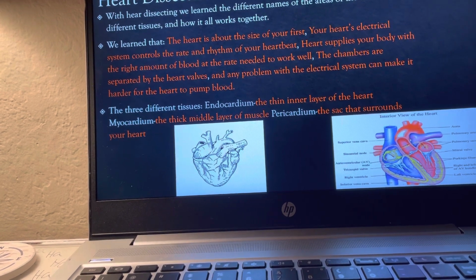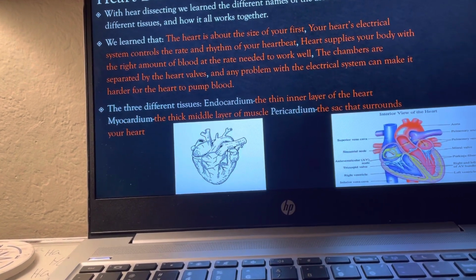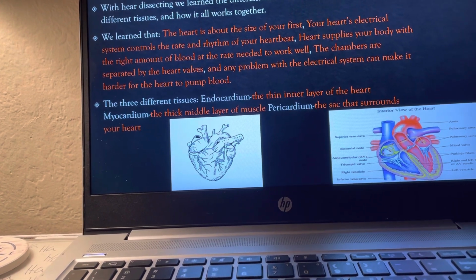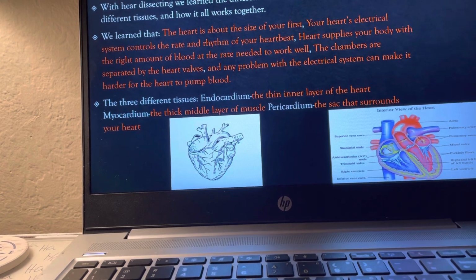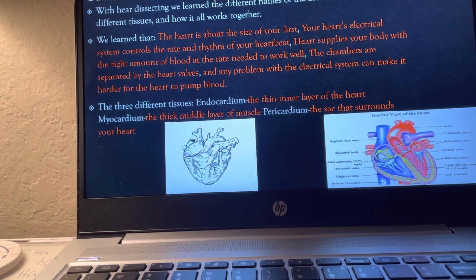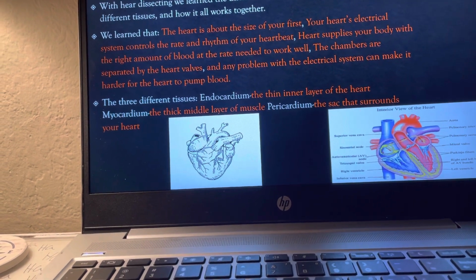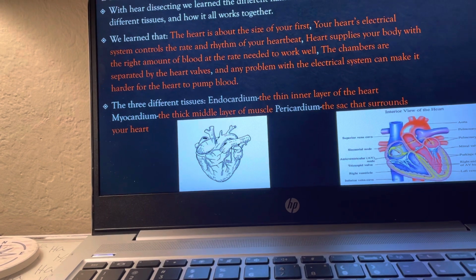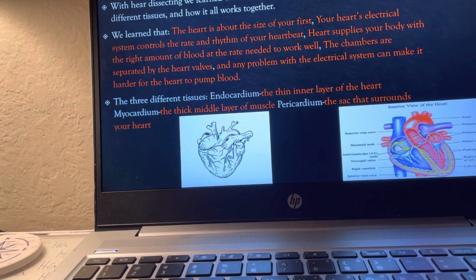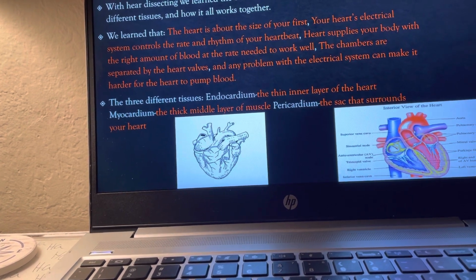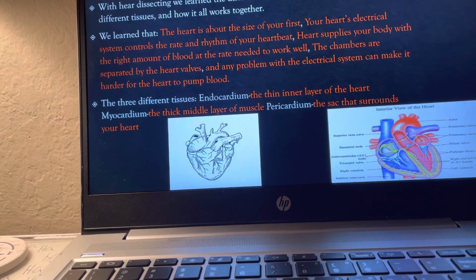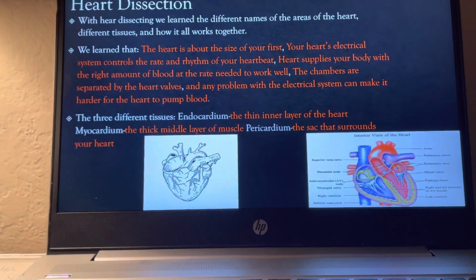The heart supplies your body with the right amount of blood at the rate needed to work well. The chambers are separated by the heart valves, and any problem with the electrical system can make it hard for the heart to pump blood. The three different tissues: endocardium, the thinner layer of the heart; myocardium, the thick middle layer of the heart; and pericardium, the sac that surrounds the heart.